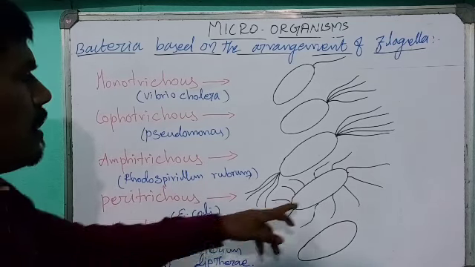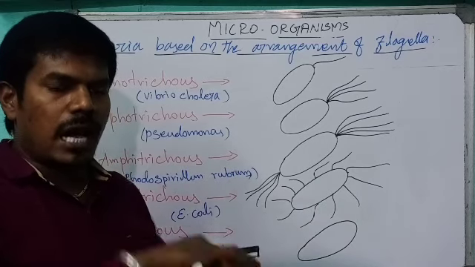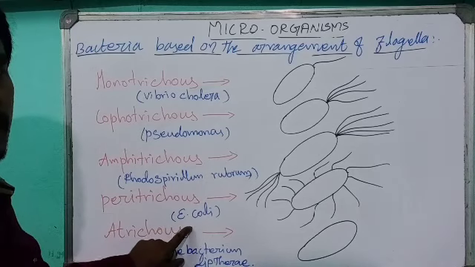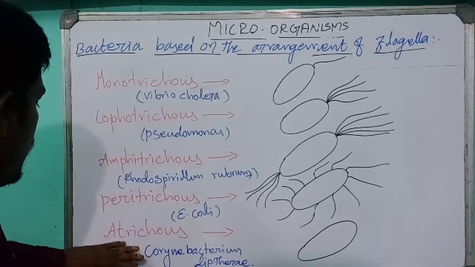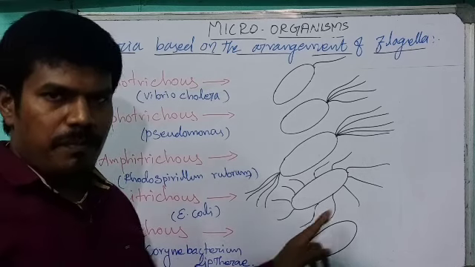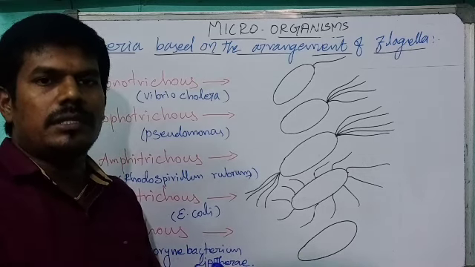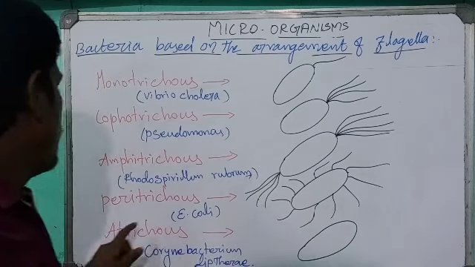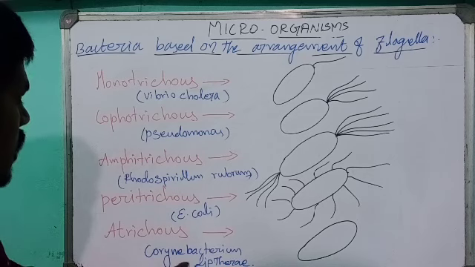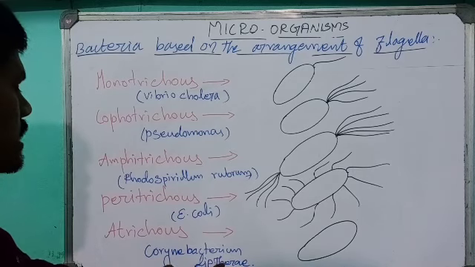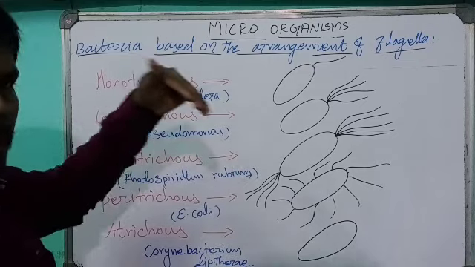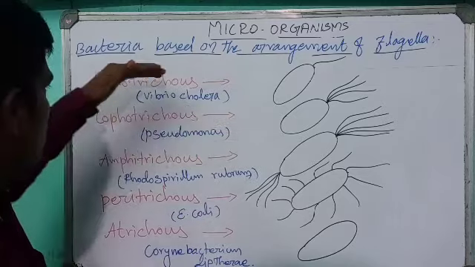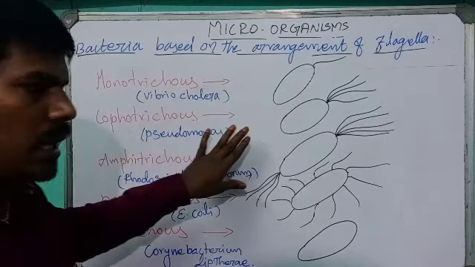And then Peritrichous. Peritrichous means the entire body, that means the outer surface of the bacterial cell, is surrounded by flagella. The good example is E. coli. And then finally Atrichous. Atrichous means the bacterial cell's outer surface has no flagella. The absence of flagella is called Atrichous. A good example is Corynebacterium diphtheriae. Now we have explained them based on the shape of bacteria, Bacillus, Spirillum, Cocci, and Vibrio, and this one based on the arrangement of flagella in these kinds.